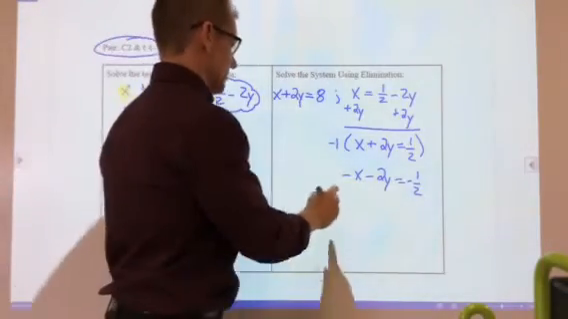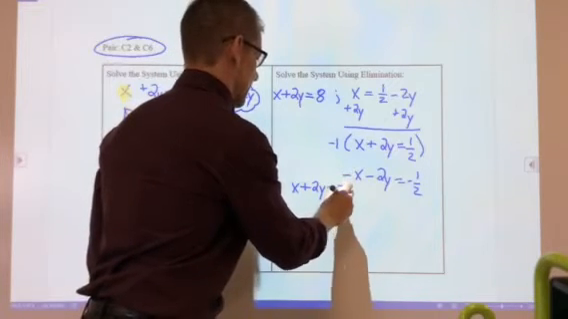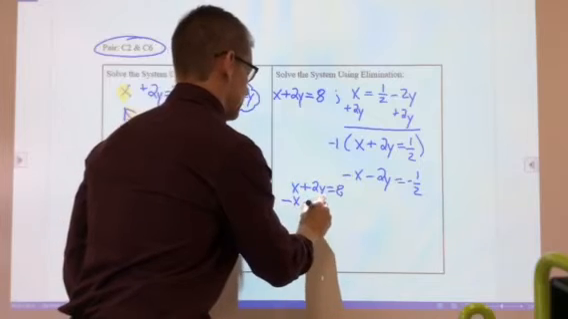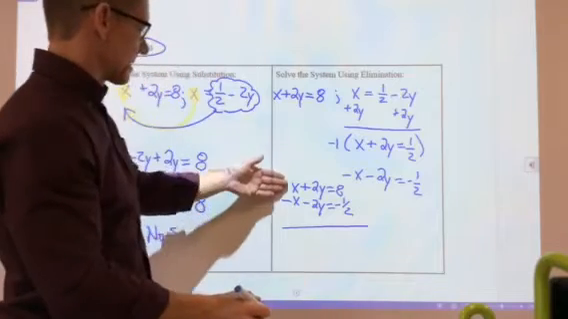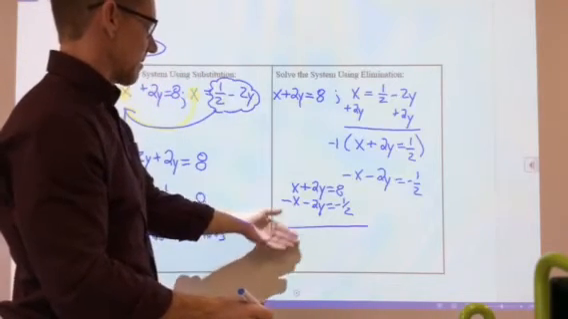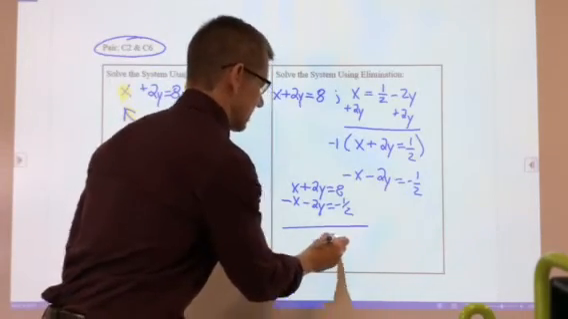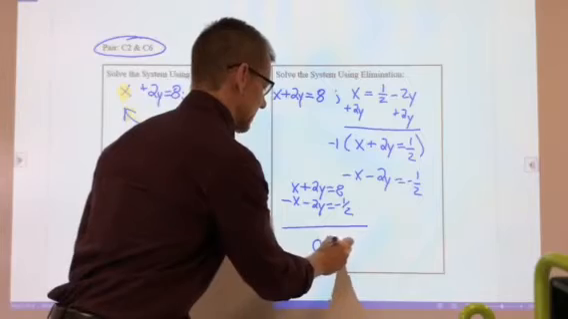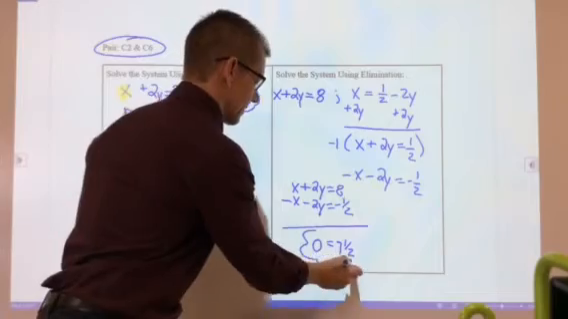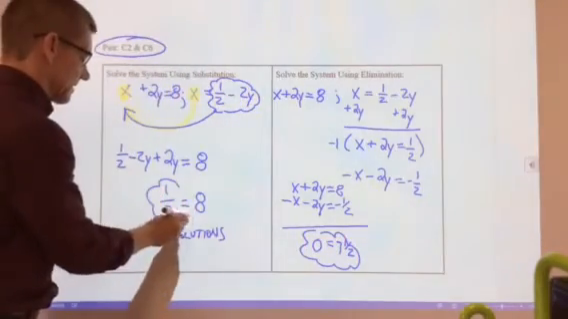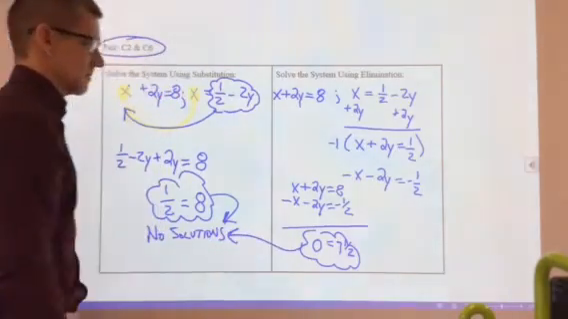Now I'm going to combine these two equations. x plus 2y equals 8. I'm going to add to it negative x minus 2y equals -1/2. And you'll notice x plus a negative x is 0. 2y plus a negative 2y is 0. I end up with 0 equals 8 plus -1/2 is a 7 and 1/2. Again, I end up with a statement that isn't true, just as I did with substitution, both of these indicating that this system has no solutions.